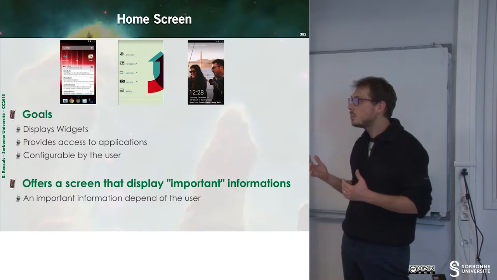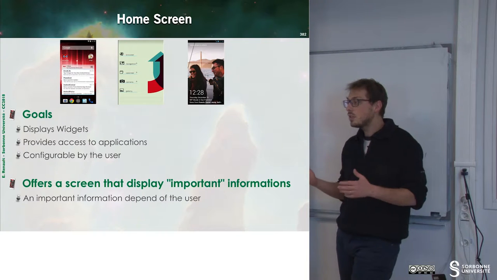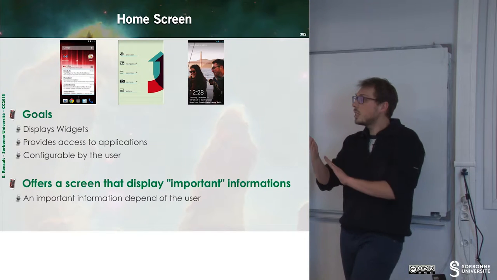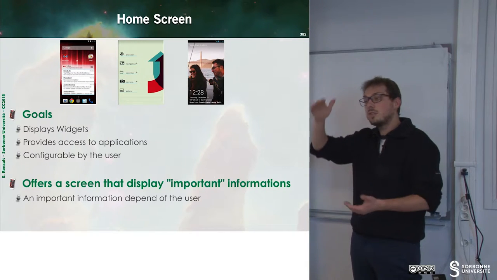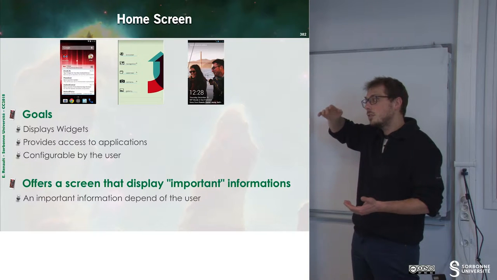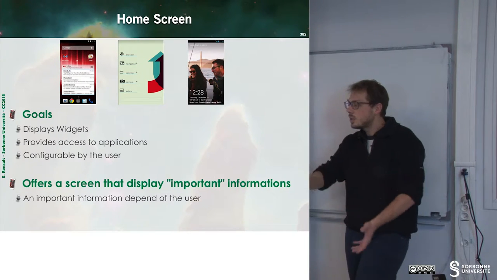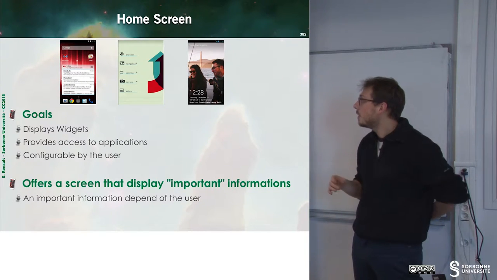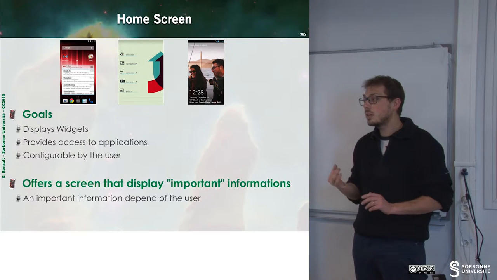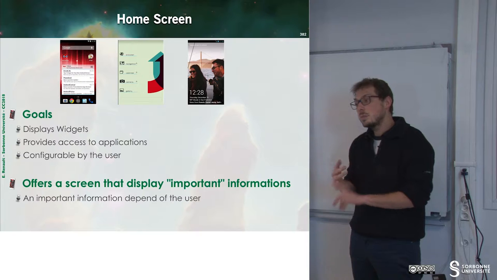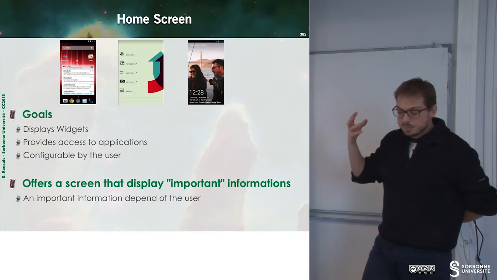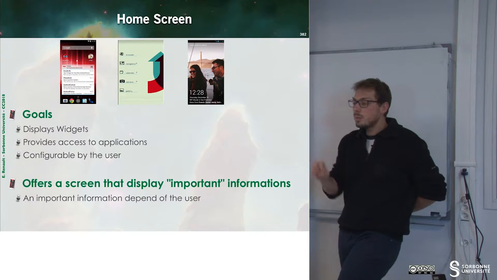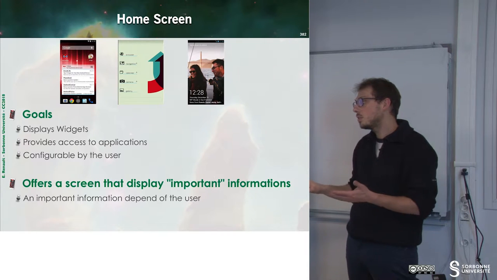First of all, what is the interest of building your own home screen? If you have a social network, you may want to display the information directly inside the home screen, for the notifications, the friends, and so on. So you may want to define your own home screen. A lot of companies have tried to define their home screen, Facebook, Snapchat, and so on. The advantage is that the user will have the important information directly when opening the phone.